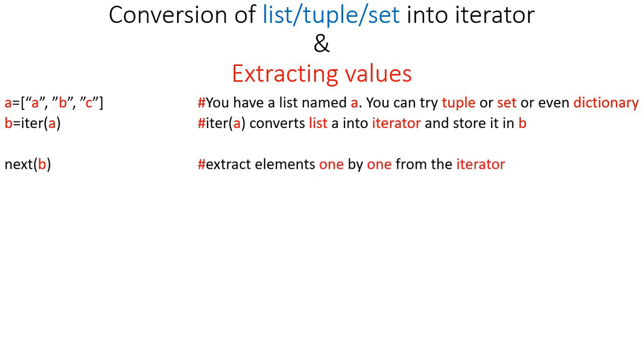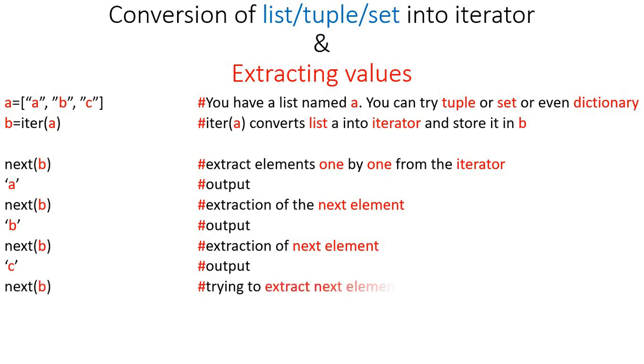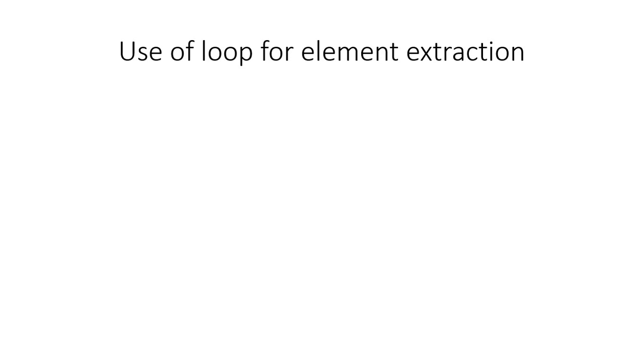When you apply the next command on this iterator B, it will first print A, that is the first element of that iterator. And then you will have to apply the next command again to extract the second element, that is B. And when you apply the next command the third time on B, it will extract the last element of this iterator. And when you try to apply the next command after the last element extraction, it will give you an error.